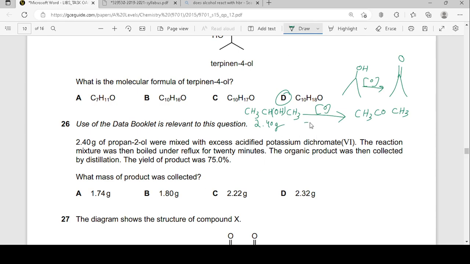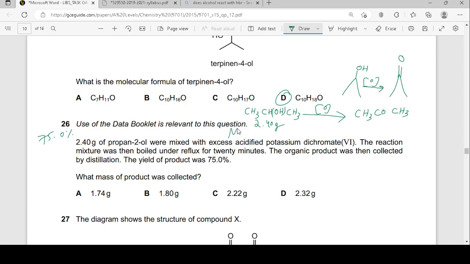The yield of product was 75.0%. And that means that what mass of organic product was collected? Let's find what the theoretical yield would be first. Using this data, instead of the 75%, I'll find the theoretical yield, and then I'll use the 75% later to see how much mass was collected. I'm going to write the 75.0% here so that I remember to use it, but first I'm going to find the theoretical yield.